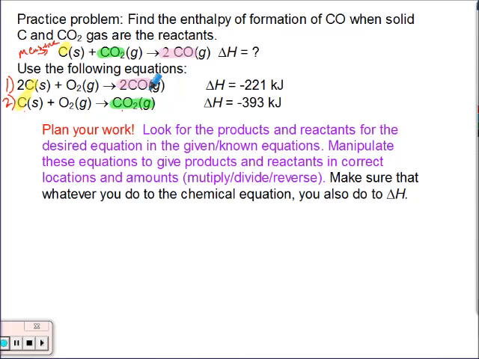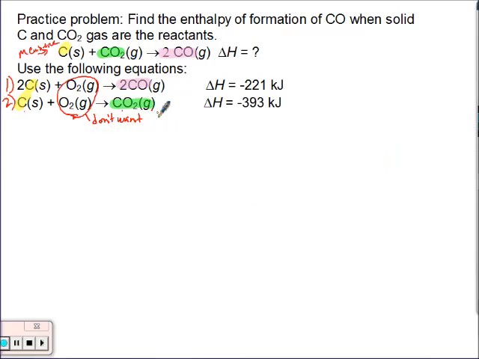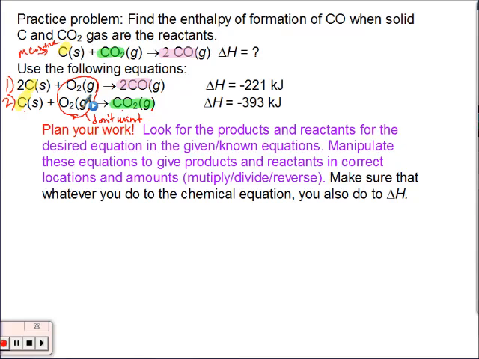Okay, it's on the correct side of the equation. And I also have this extra stuff right here. I don't want this. So I need to figure out, number 1, how to get rid of the oxygen, and number 2, how to get the carbon dioxide to the correct side. So what I'm going to do is, again, plan your work, look for it. Let's take a good visualization of where things are at.